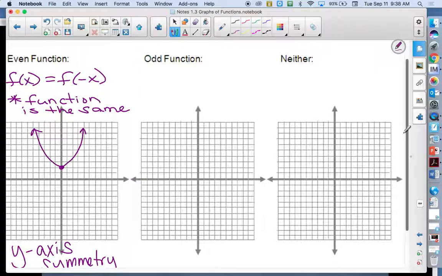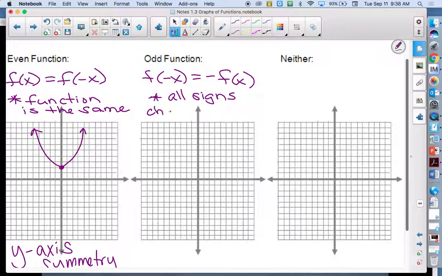Odd functions, if I perform this algebraic test and make x negative, if the whole function then becomes negative, then we say it's odd, meaning all the signs have to change from positive to negative in the function. So algebraically, we're going to take the x's, we're going to try and make them change by making them negative. And then if we simplify algebraically and they all remain negative, then we would say it's an odd function.